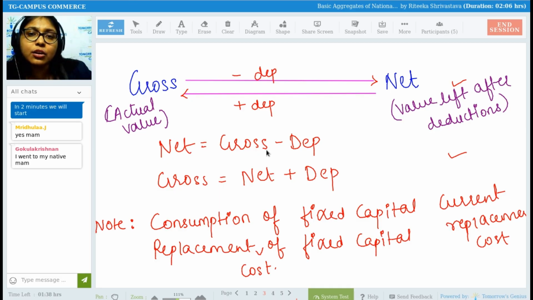Okay. So gross is the actual value, and net is the total amount of value which remains in our hands after doing the deduction of depreciation. If you want to go from gross to net, you have to subtract depreciation. If you want to come from net to gross, you have to add depreciation. Alternative names of depreciation: consumption of fixed capital, replacement cost of fixed capital, current replacement cost.